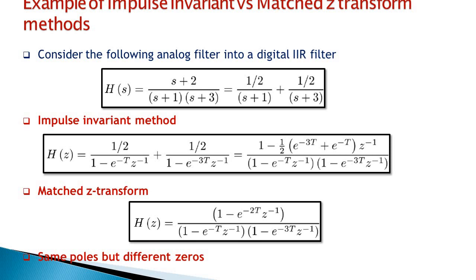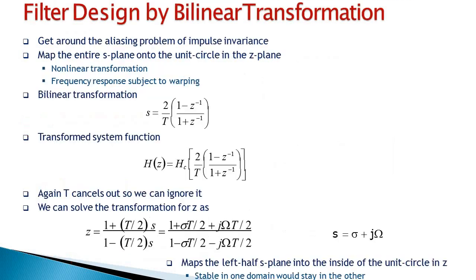See the H of s example of impulse invariant versus matched Z transform. In the impulse invariance method, we have to do partial fractions and then convert the poles. So we have two poles, minus 1 and minus 3, that are substituted in the impulse invariance method. Similarly in the matched Z transform. Both systems have the same poles but different zeros.